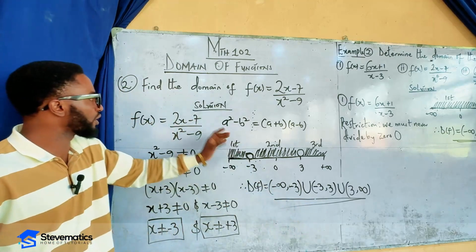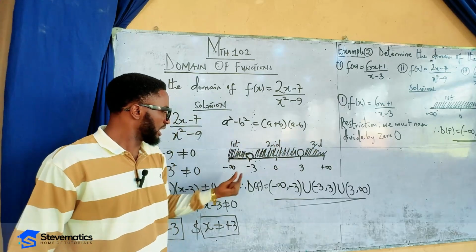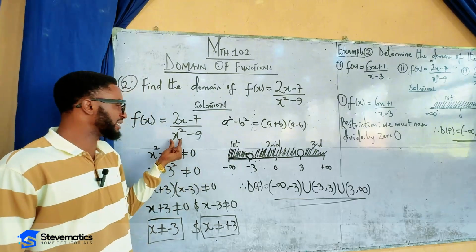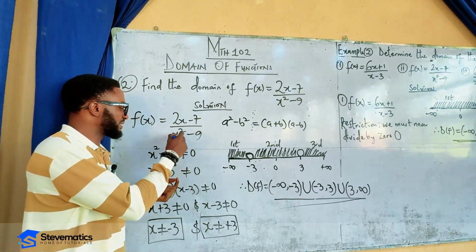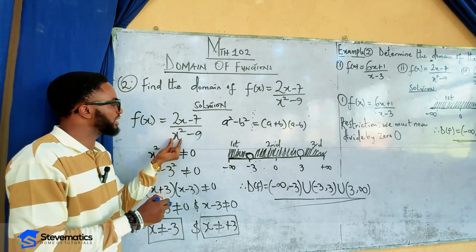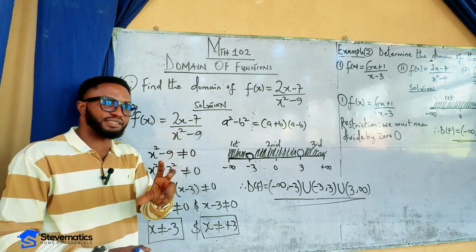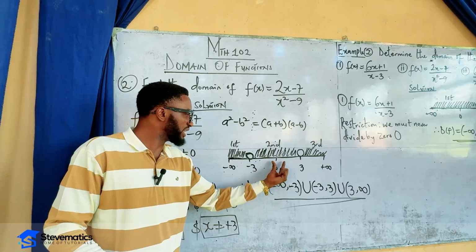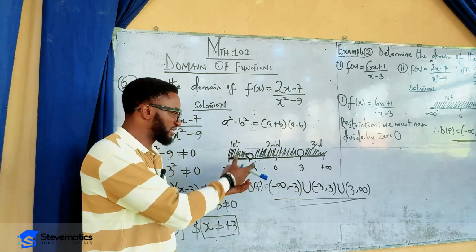It means that for every other point on this number line, in these intervals, if you pick any other negative number, pick negative 5, put it here, your function will be defined. Let's try it and see. If you pick negative 5, put it here. Negative 5 squared will give you 25. 25 minus 9 is 16. So the denominator is 16. It is defined. Pick from within here. Between negative 3 and 3, how many numbers? They are both negative numbers and positive numbers.